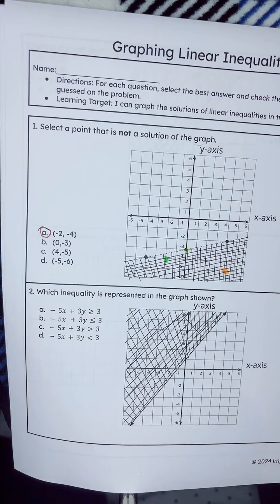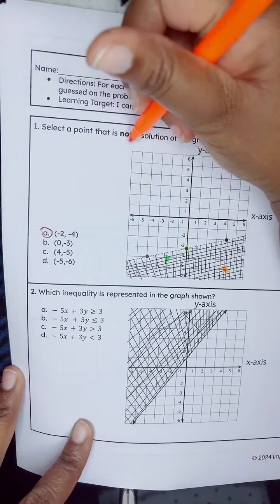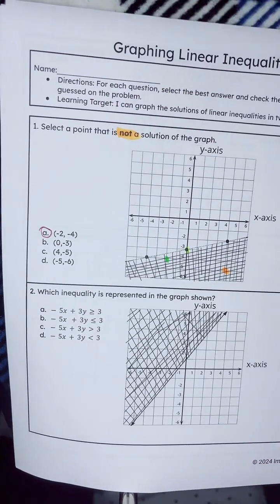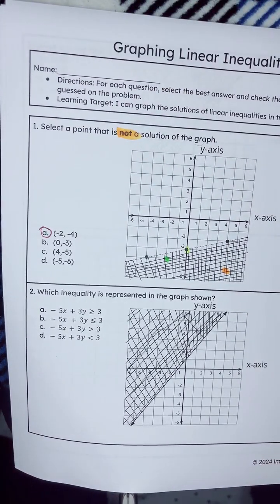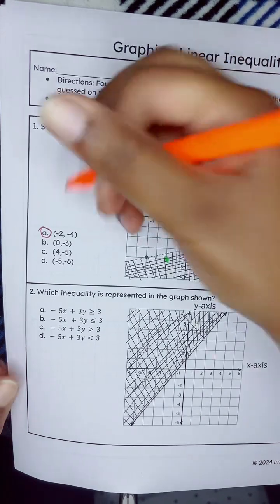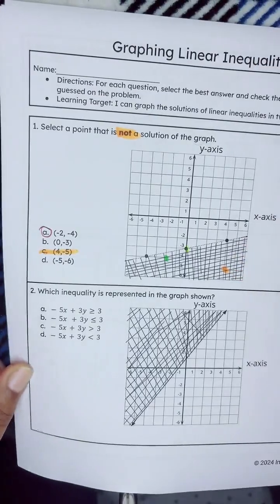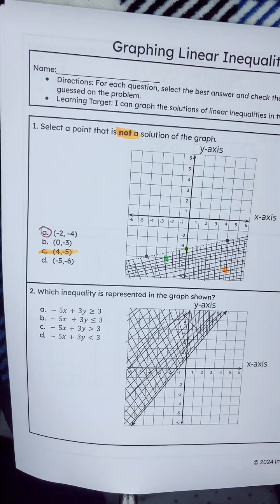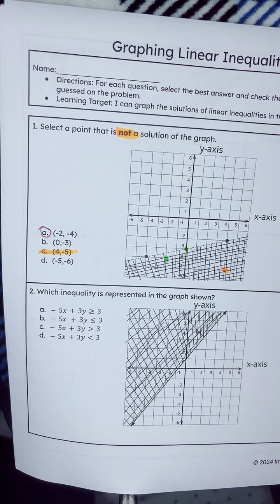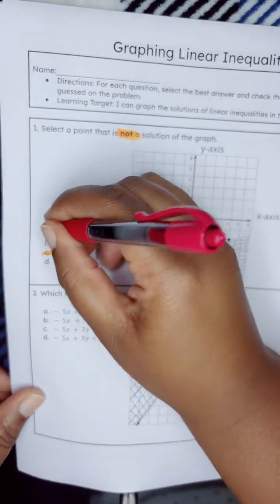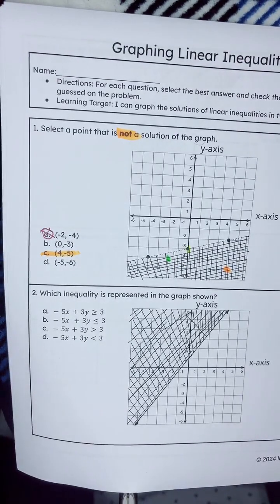Oh, I tried to trick y'all. I'm tricking myself. So select a point that is not a solution, right? We don't want to select the points that are a solution. So this right here is C. This first one here is not our answer.